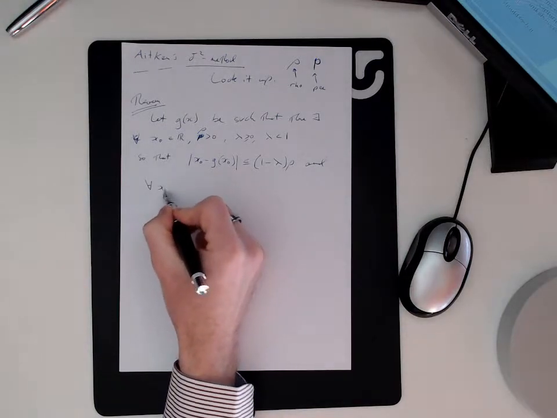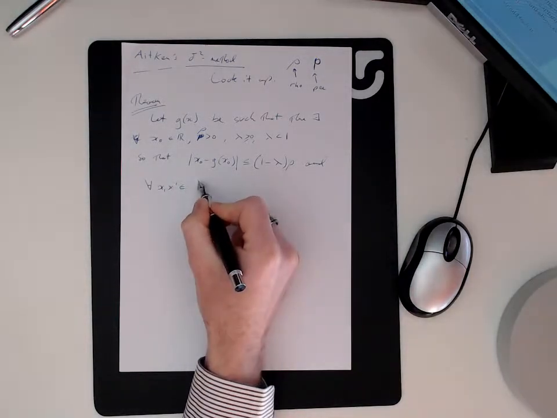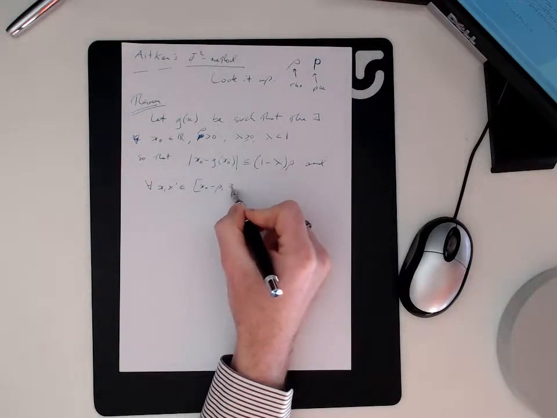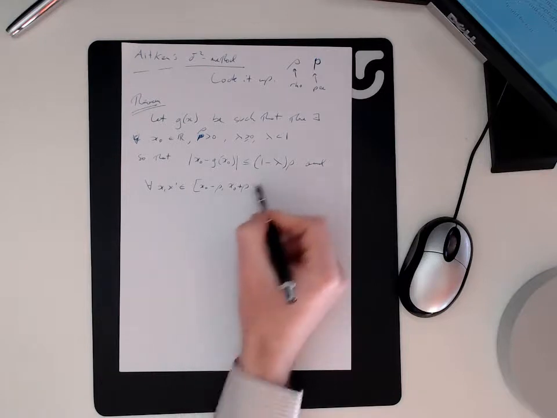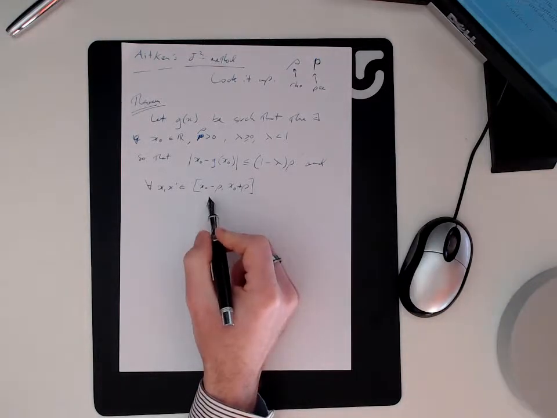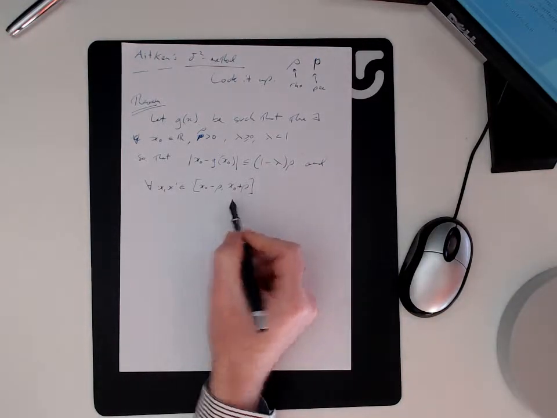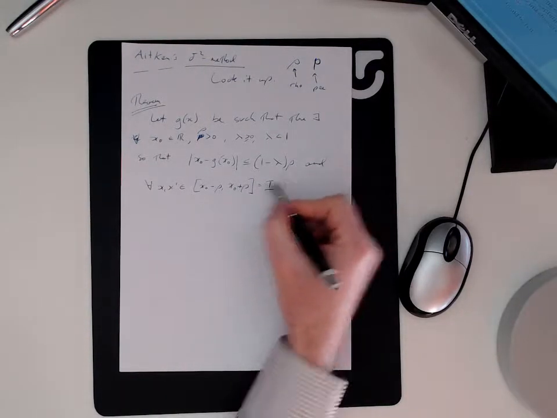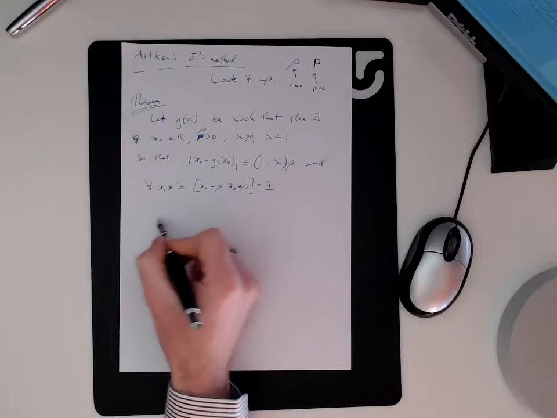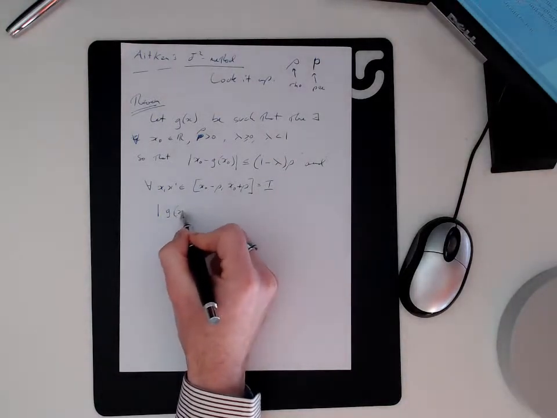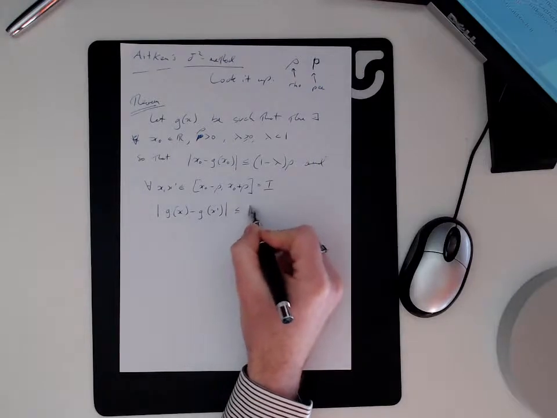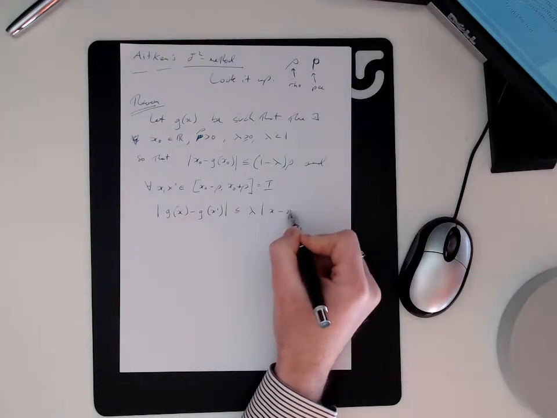For all x dash, an element of x0 minus rho, x0 plus rho. This is the closed interval whose radius is rho about x0. I'm going to call this I below. So for all points in here, the absolute value of g of x minus g of x dash is less than or equal to lambda times the absolute value of x minus x dash.